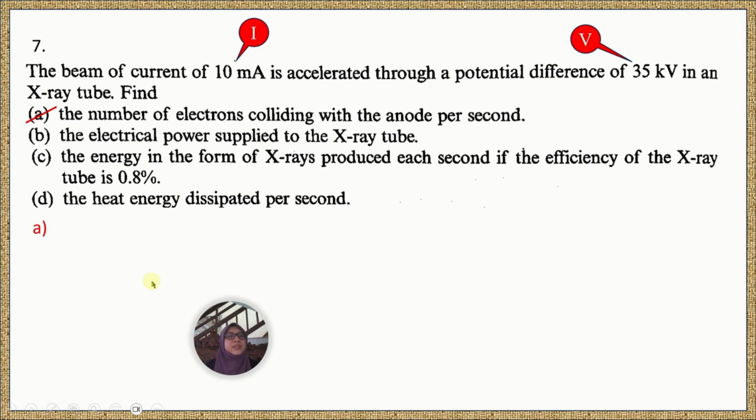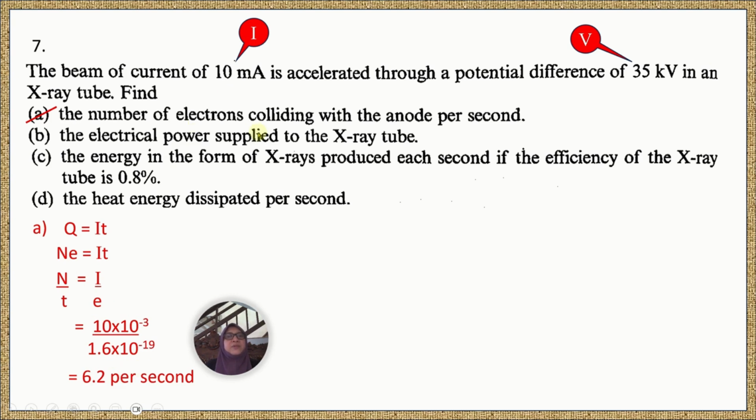So we can use the same formula just now. Q equals to It. So Q is Ne. So the number of electrons per second will be N over t. So cross multiply e, we get I over e, and substitute the current here, convert to ampere, and the electron charge. So we get the number of electrons colliding with the anode per second is 6.2 times 10 to the power of 16 per second.